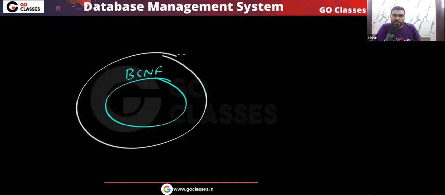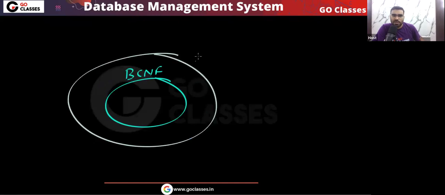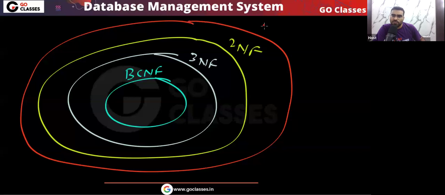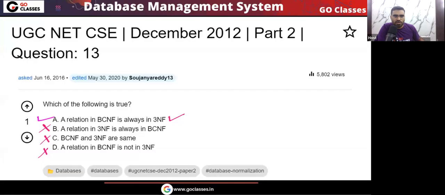A very simple point that you already know: if your relation is in BCNF, then it is automatically in 3NF also. If your relation is in 3NF, then it is automatically in 2NF also. And if your relation is in 2NF, then it is automatically in 1NF also. So here you can see the answer will be option A.